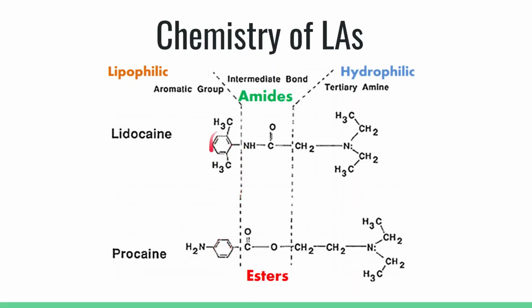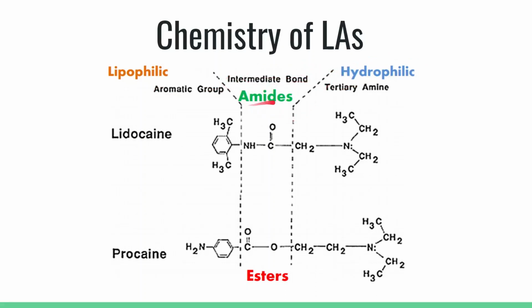But these are called aromatic groups, and because these aromatic groups are basically just carbon and hydrogen, they are very lipophilic. They are soluble in lipids. Okay? Then we have what we call the intermediate bond. The intermediate bond is basically just a specific group in the middle that connects the lipophilic group to the hydrophilic group. Okay? This intermediate bond has two types.